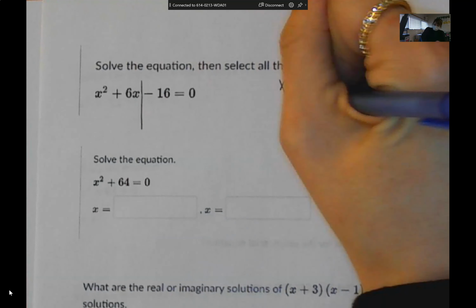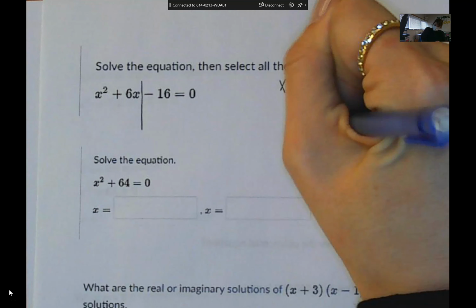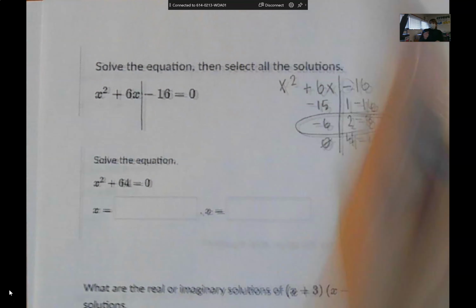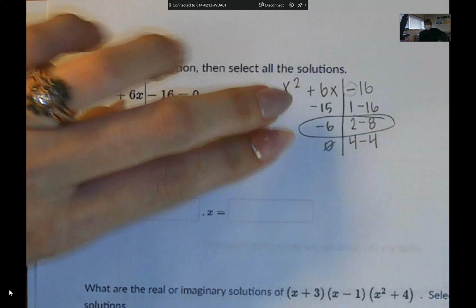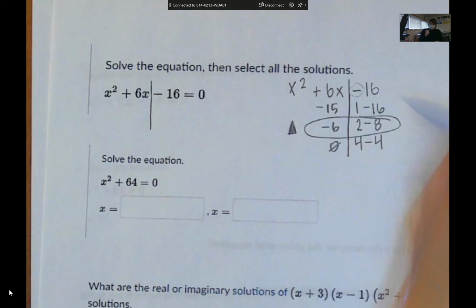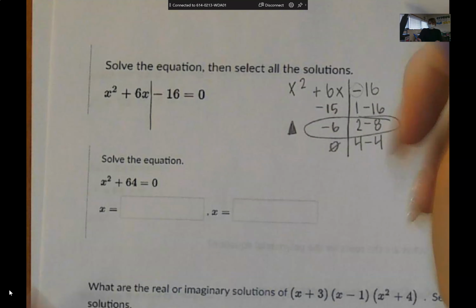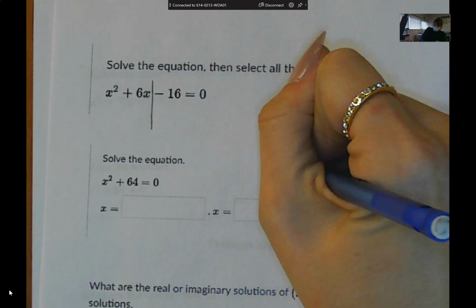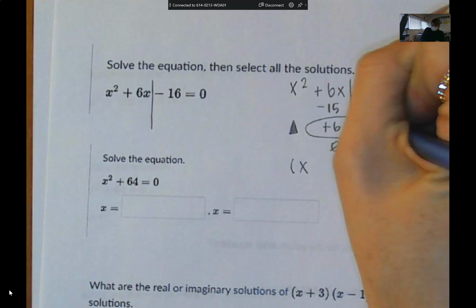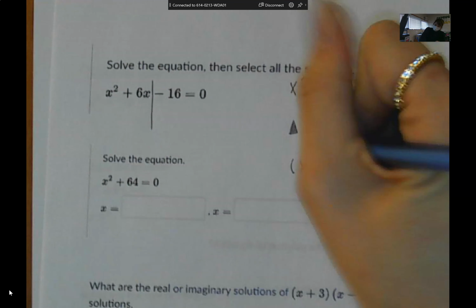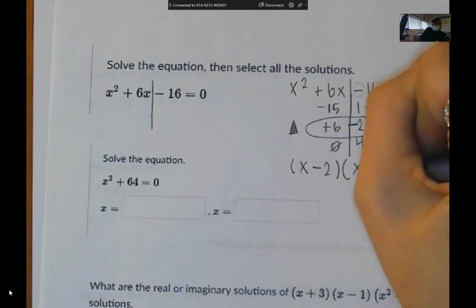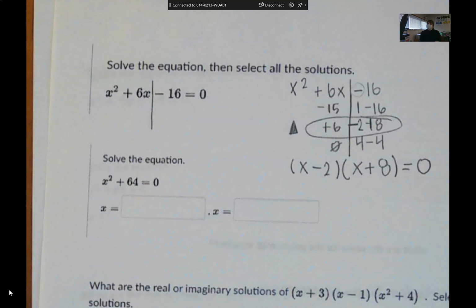So we get a negative 15, a negative 6, and a 0. Well, this is kind of close, but what do I got to do to make these match? The triangle. So our factors for this are x. So this becomes positive, negative, positive. So I'm getting x minus 2, x plus 8 equals 0.